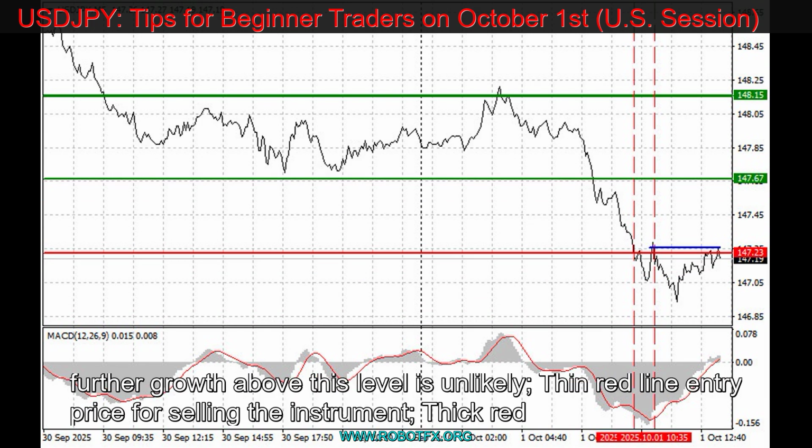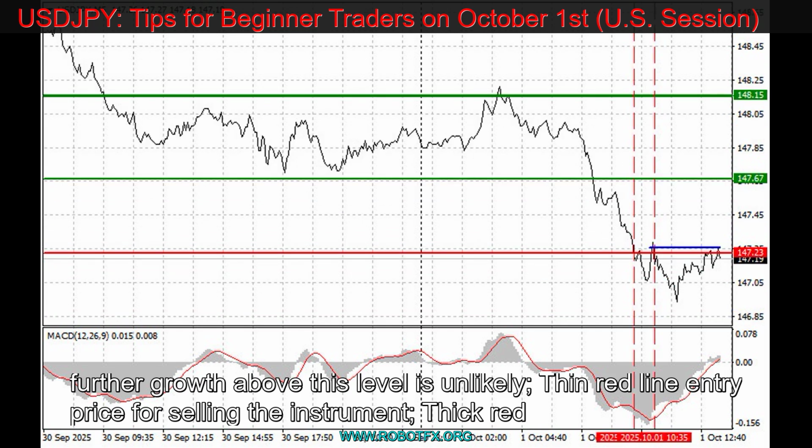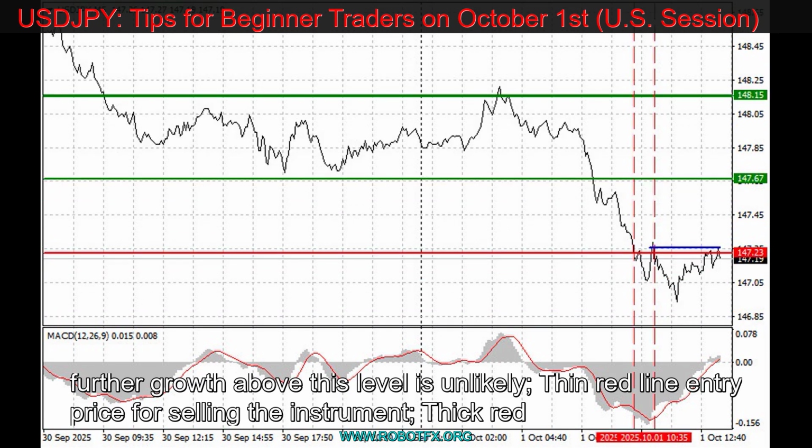What's on the chart? Thin green line, entry price for buying the instrument; thick green line, suggested price for take profit or manual exit, as further growth above this level is unlikely. Thin red line, entry price for selling the instrument; thick red line, suggested price for take profit or manual exit, as further decline below this level is unlikely. MACD indicator: when entering the market, rely on overbought and oversold zones.